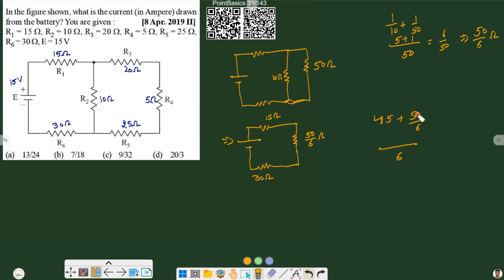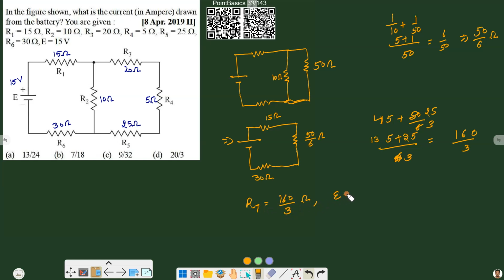So we can simplify it, and now 6 will be the LCM. 45 into 6 is 270 plus 50 as it is. So 320 by 6, which is 160 by 3. So total resistance of the circuit is 160 by 3 ohm.